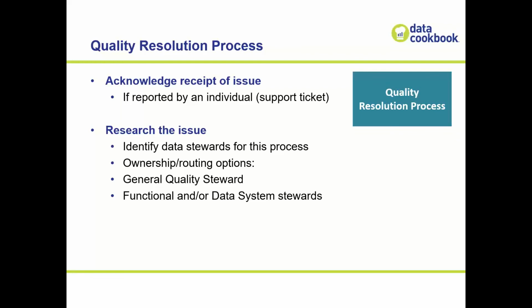Some of the ownership routing options are to go to just a general quality steward who researches everything, or maybe to go to a functional steward if it's in a certain functional area, or a data system steward if it's in a particular data system, or some combination thereof, a quality steward over this data system, depending on how specific you want, but whatever makes sense for your organization and is the right fit. But route these issues for research.